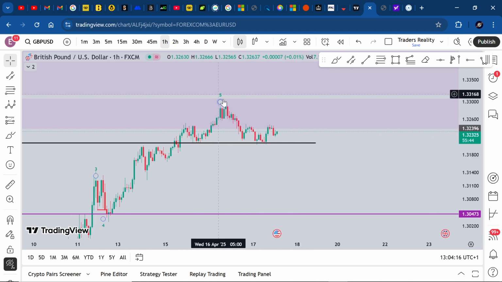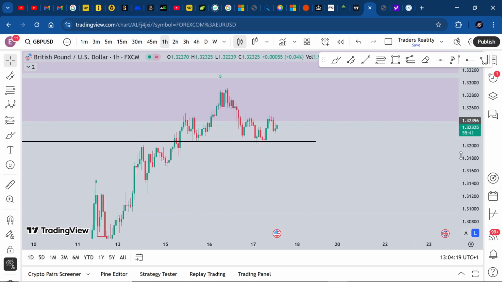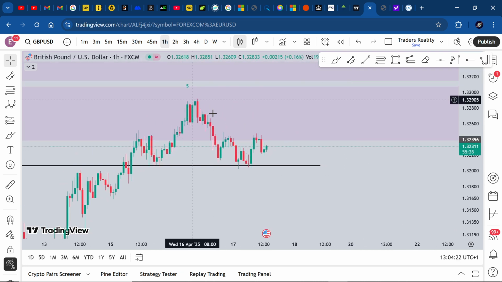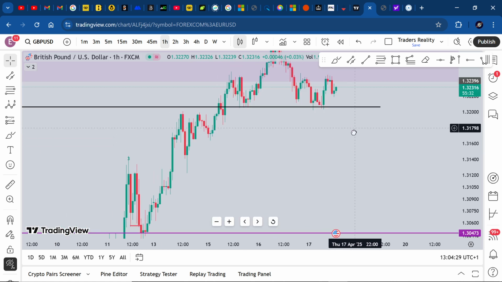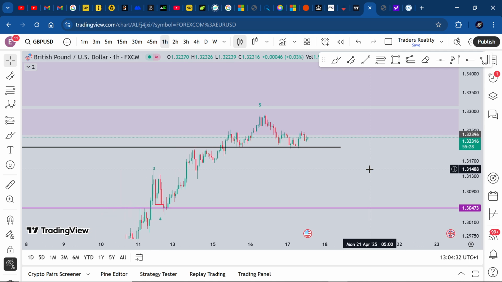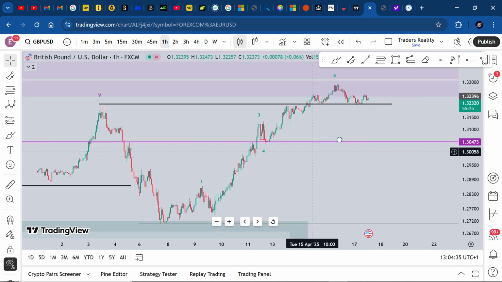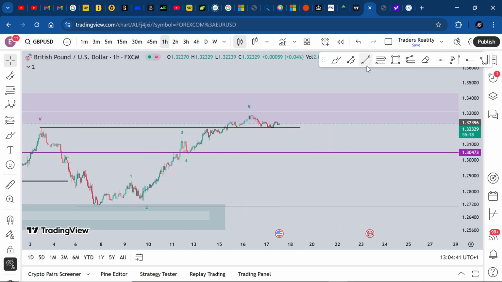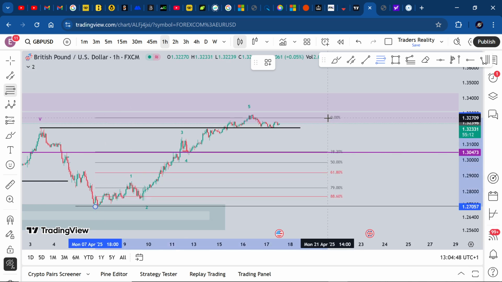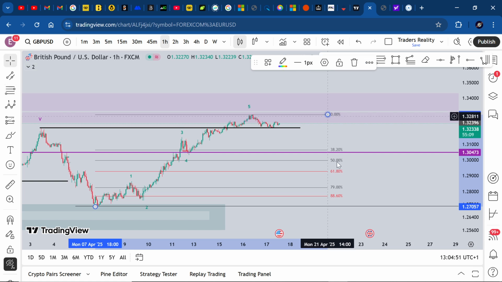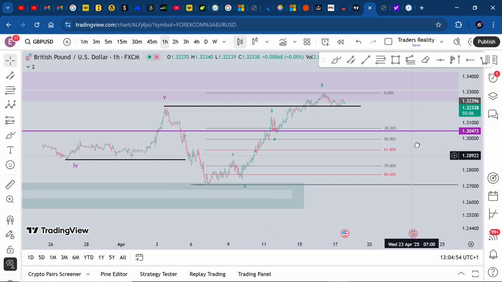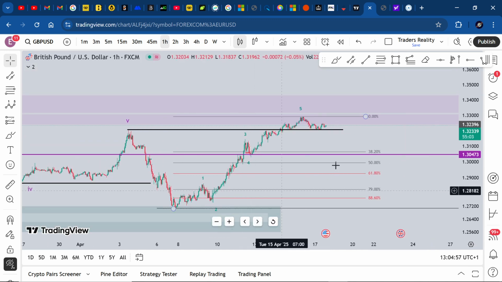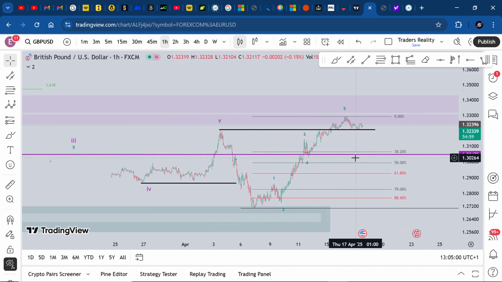So potentially this is our A wave on GBPUSD, looking for a B, then a C to the downside. It does look like potentially we'll get a deeper drop with the pound than we're having with the euro. There's more space for it to potentially go lower. It doesn't need to come that low. It can come to say the 0.382 and then go higher.